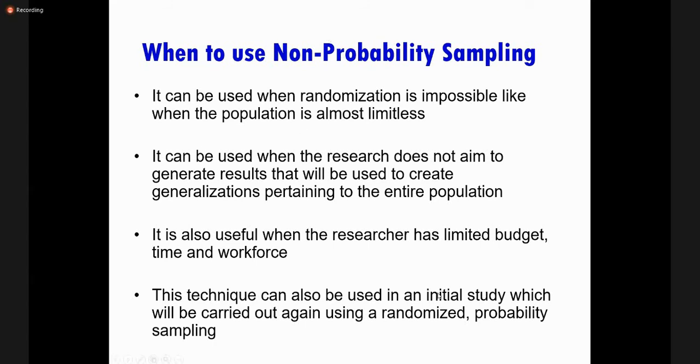The technique can also be used as an initial study, which will be carried out again using randomized or probability sampling. So if a researcher is doing a pilot or preliminary research, and a bigger, larger research is already in plan, then using this technique can be justified. And also when the researcher has limitations in resources, people, money, time, whatever. So these four techniques can be applied, whichever you find appropriate as per the need of the research study you are conducting.